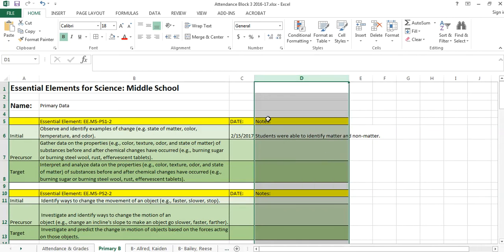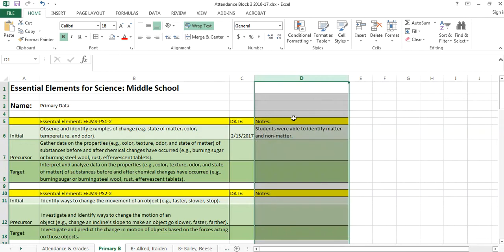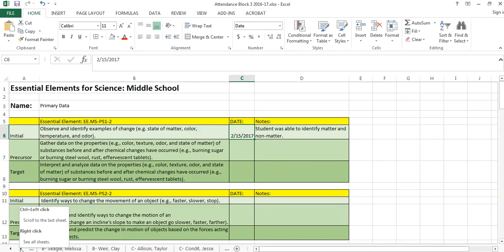It's always kind of a bummer when text wrapping doesn't work on its own. So I would want for those notes that I typed in, or I guess I could say student was able to identify matter and non-matter. If I was going to enter that note, then I would want that note to go on all of the B students. So here's all the B students down here at the bottom. All of those students, I'd want that note to go on.